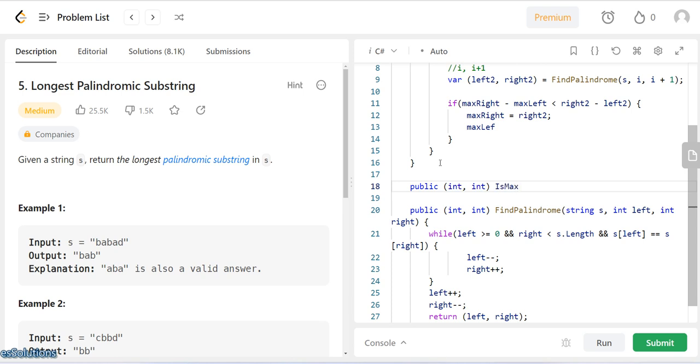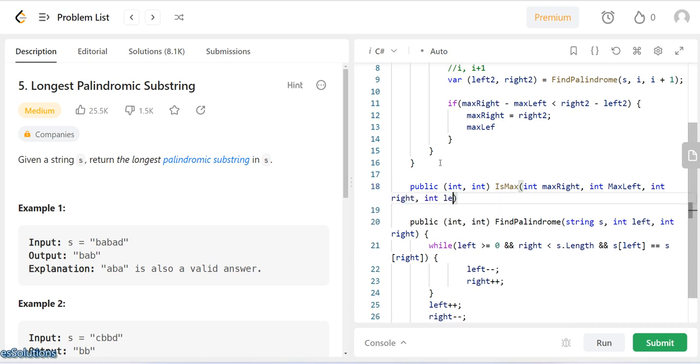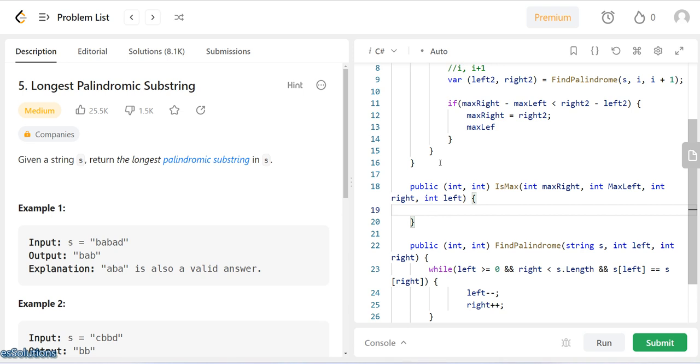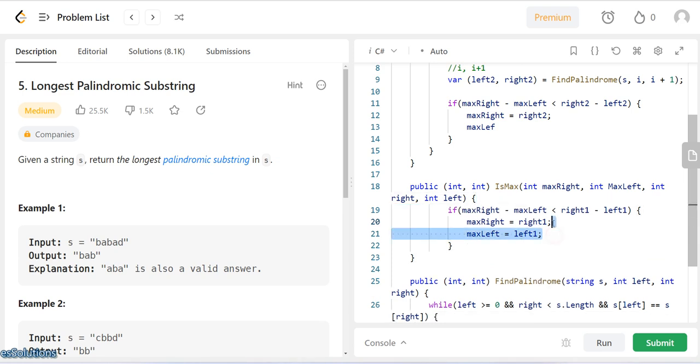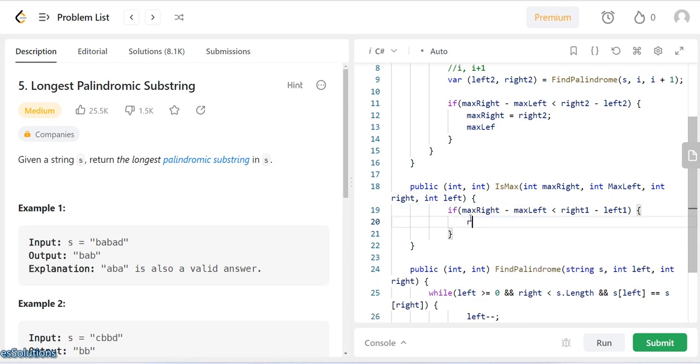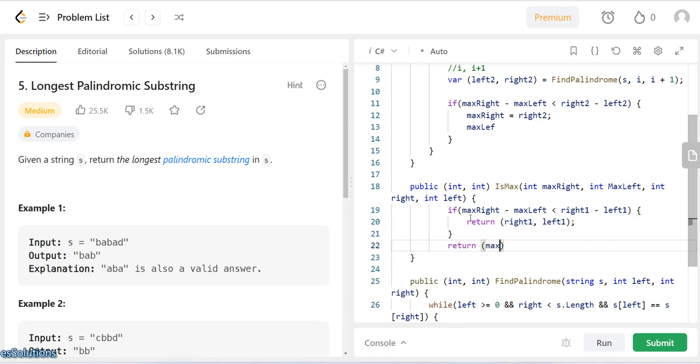Is max. So we have max right, max left, right, and left. So let's have it like this, and then we just paste it here. And so if this is the situation, we just want to return right 1 and left 1. Otherwise, we want to just return what was there before, max right, max left. So I think this will be clean.